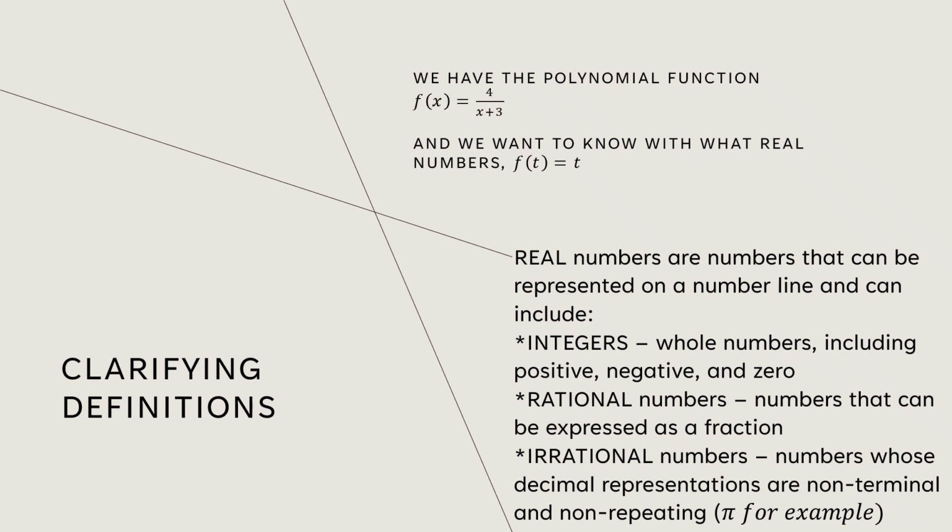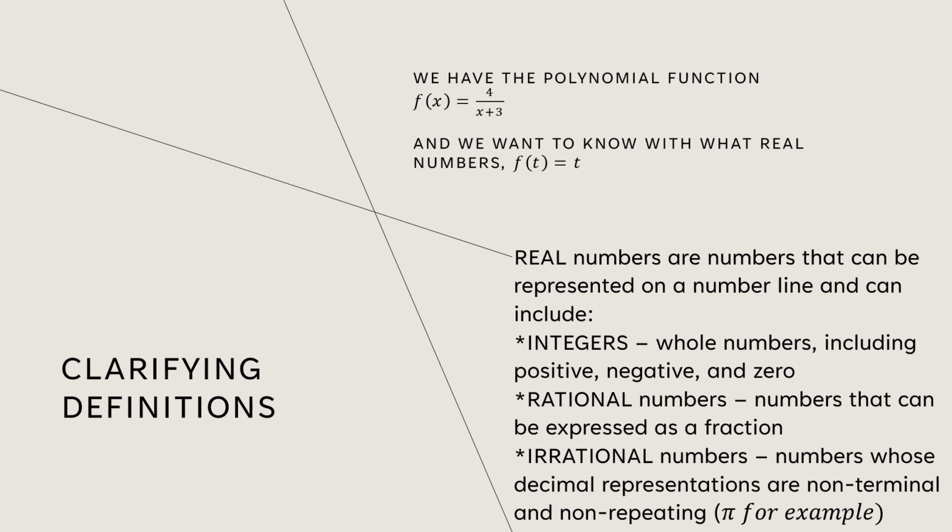So we have a function, f of x is equal to 4 divided by x plus 3. And we want to know for what real numbers f of t is equal to t. So this is saying if we substitute in a number for x there in the denominator, that 4 divided by that number plus 3 will equal the number that we substituted in for x, t. Okay, but let's go over some other terminology while we have the opportunity.